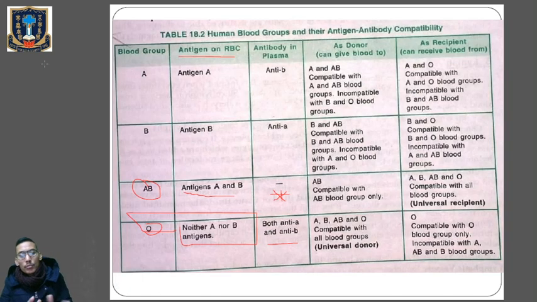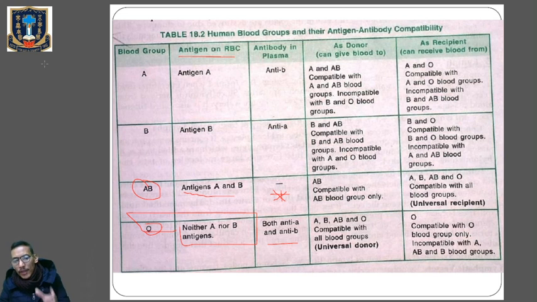Okay, then to go with this one. Blood group A, they have got antigen A, antibody B. So as donor, they can give blood to blood group A and AB. Those individuals with blood group A can donate blood to individuals having blood group A and AB. Alright, and they can receive blood from A and O because O is the universal donor. Blood group B, they have got antigen B, antibody A. So they can give blood to the recipient having blood group B and AB, and they can receive blood from blood group B and O.